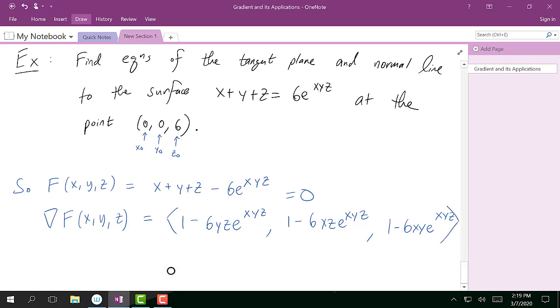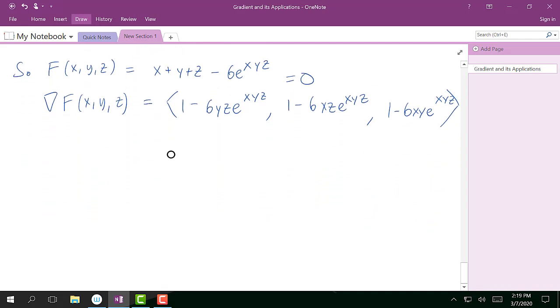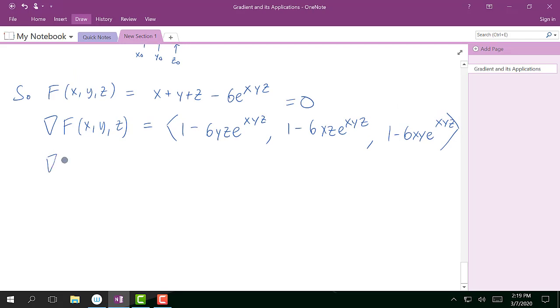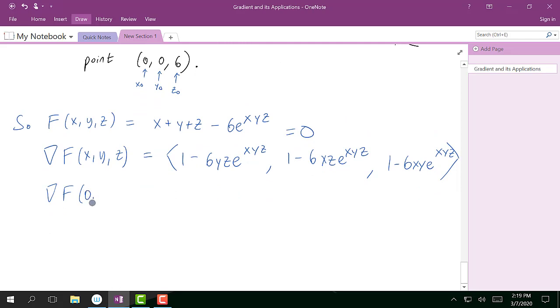Okay, so this is going to be our gradient. And so we want this at the specific point, x naught, y naught, and z naught, which is going to be the point 0, 0, 6.